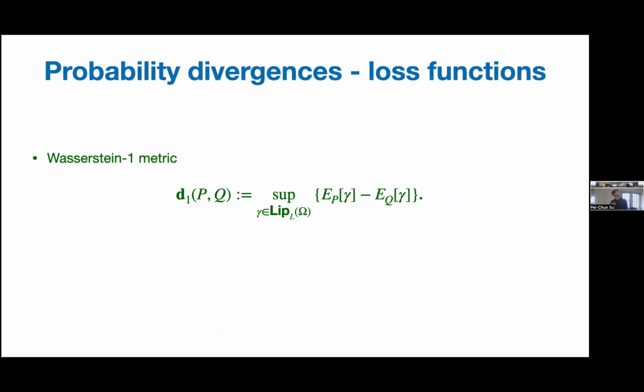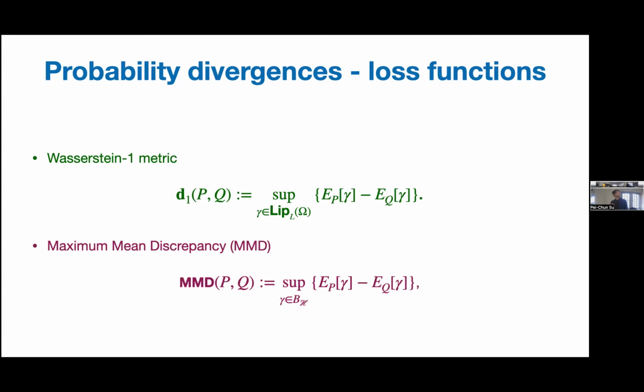So for example, we'll consider the Wasserstein-1 metric. It's the simplest type of optimal transport loss, but here we write it in its variational form. So the supremum of the test function is over the Lipschitz function class. Actually, here L should be equal to one, Lipschitz-1 functions.